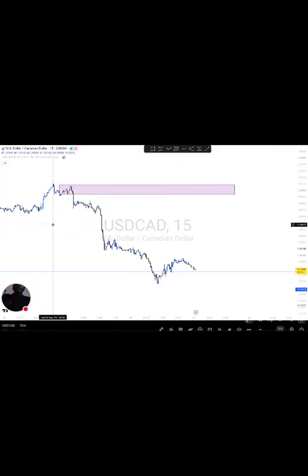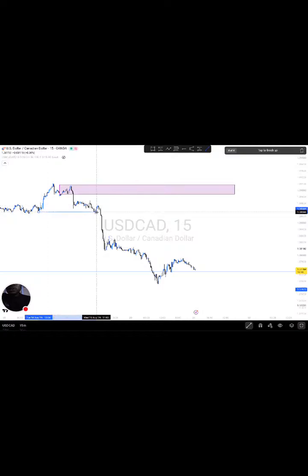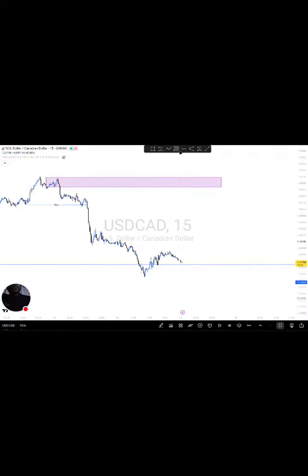So let me adjust my breaking of structure to suit the 15 minutes. This is my breaking of structure to the downside. I also have another breaking of structure.